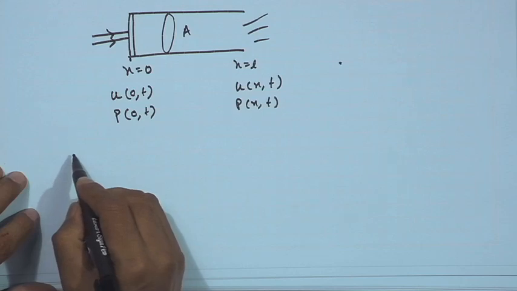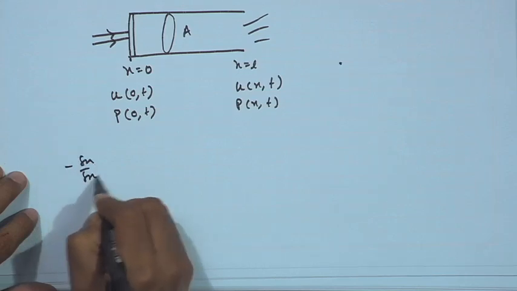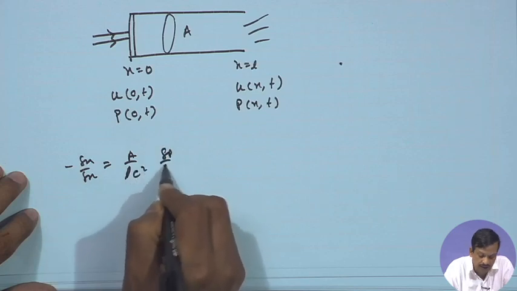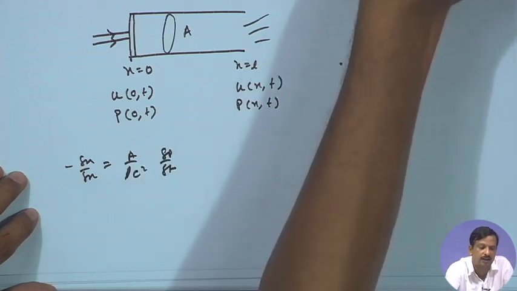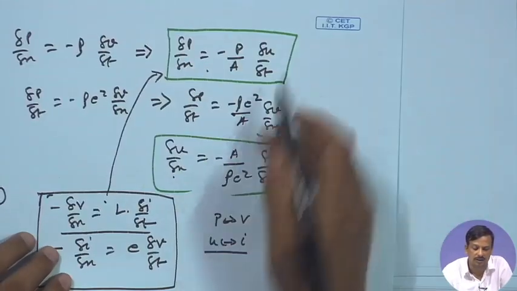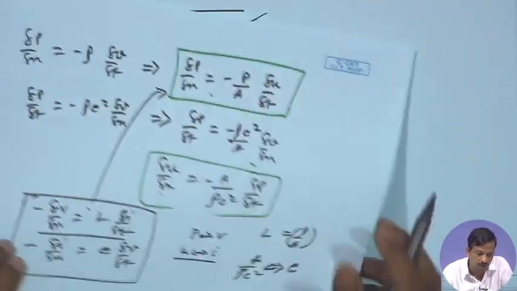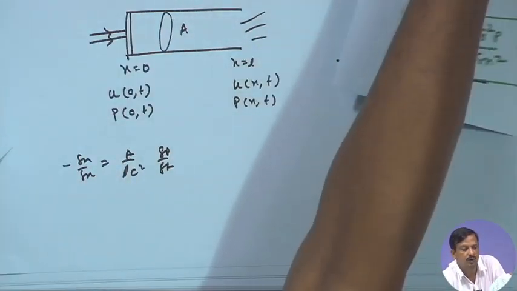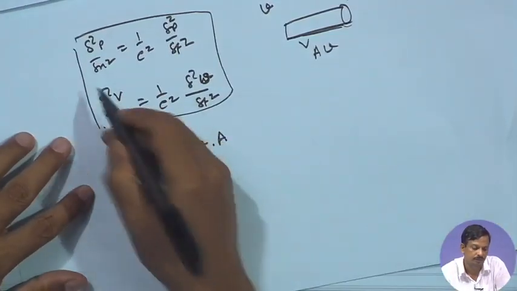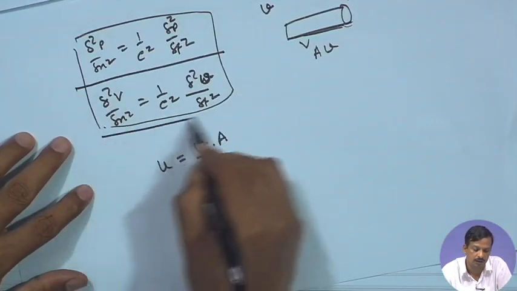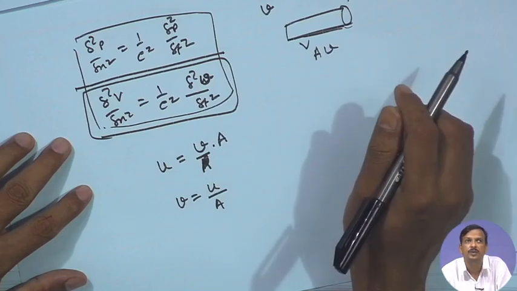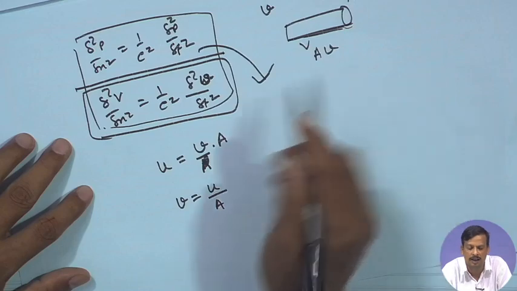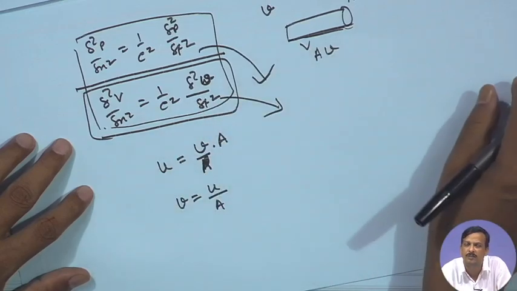Now, if I say that minus del u by del x is equal to A by rho c square del p by del t, I can write down these two equations. This is the pressure wave equation, and this is the velocity wave equation. Now I have to find the solution of this second order differential equation, and the solution gives me the velocity.